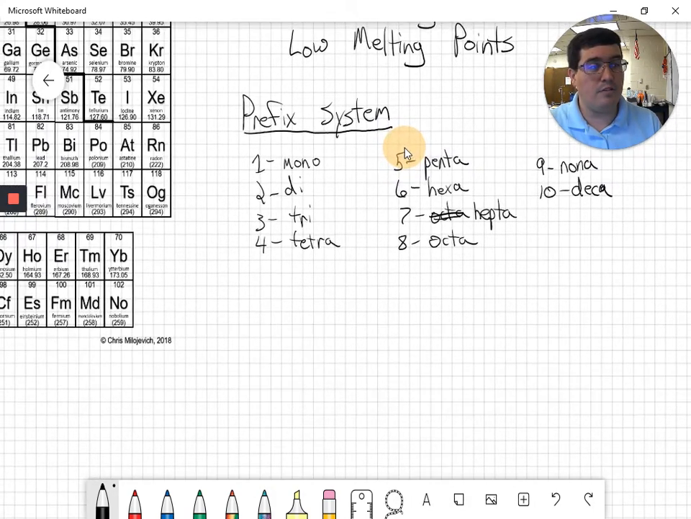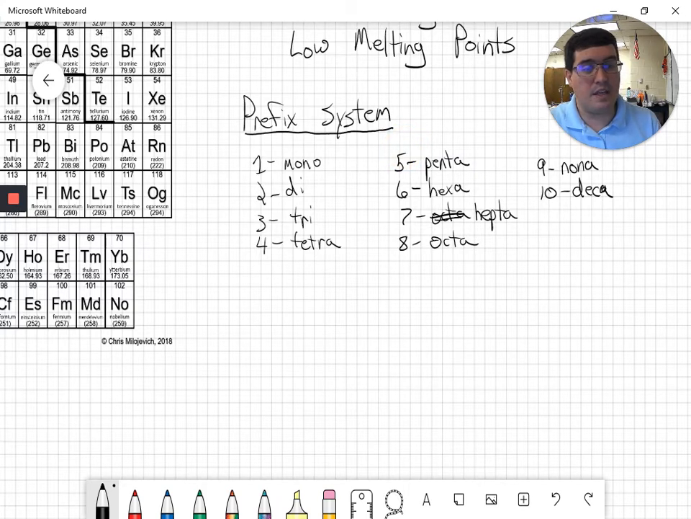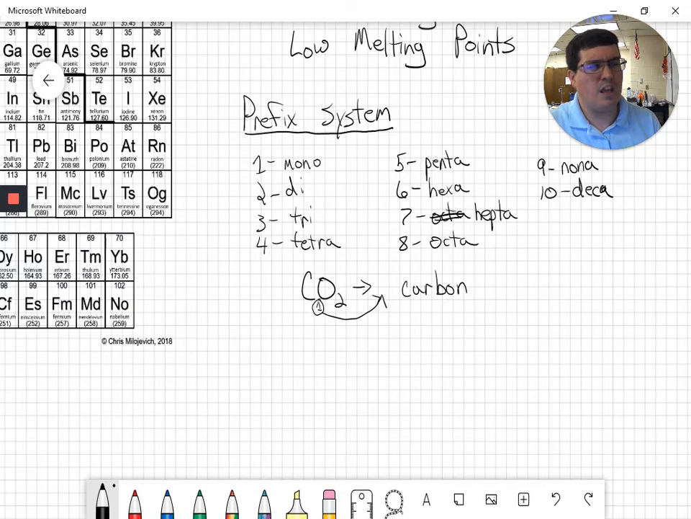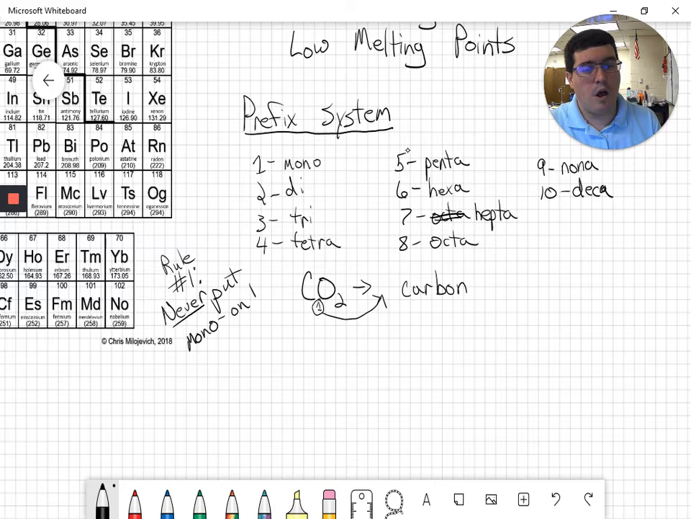To name a compound, for example, let's say we had something like CO2. What we do is we name that first element, and we put a prefix that indicates how many of that element we've got. So remember, it's understood to be a 1 here. So we are going to call this thing carbon. You say, wait a minute. So rule number one is that you never put mono on the first element.